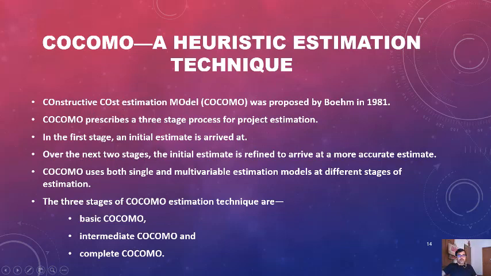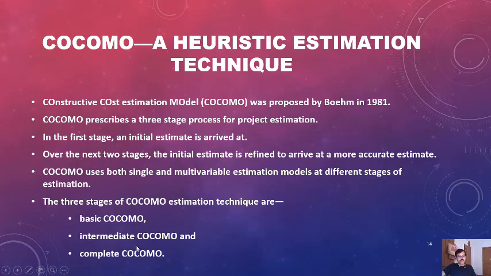In the first stage, an initial estimate is arrived at. Over the next two stages, the initial estimate is refined to arrive at a more accurate estimation. So there are three stages: basic COCOMO, intermediate COCOMO, and complete COCOMO. In basic COCOMO, the first stage, the initial estimation is arrived at, and in the next stages it is refined more and more. So COCOMO is changed into intermediate COCOMO and complete COCOMO. COCOMO uses both single and multi-variable estimation models at different stages of estimation.